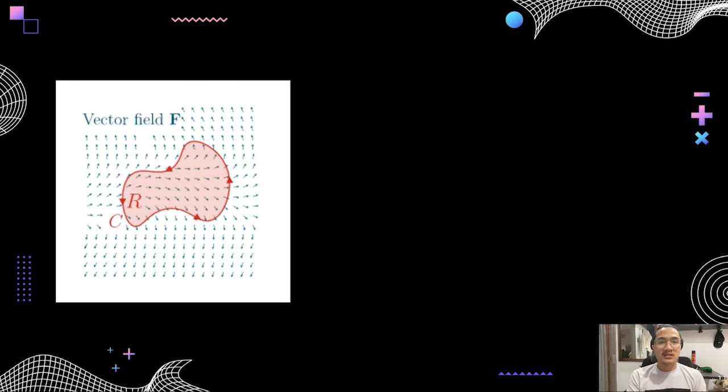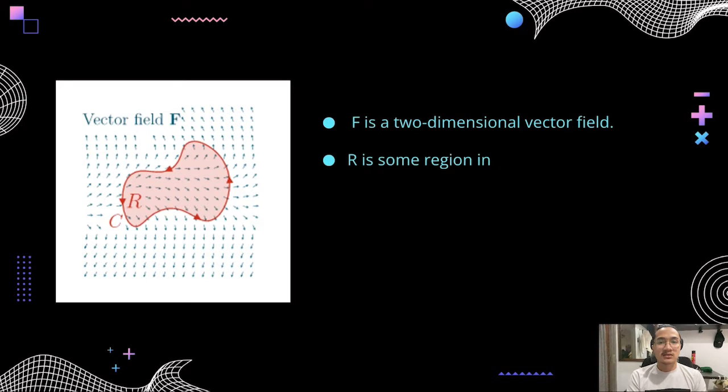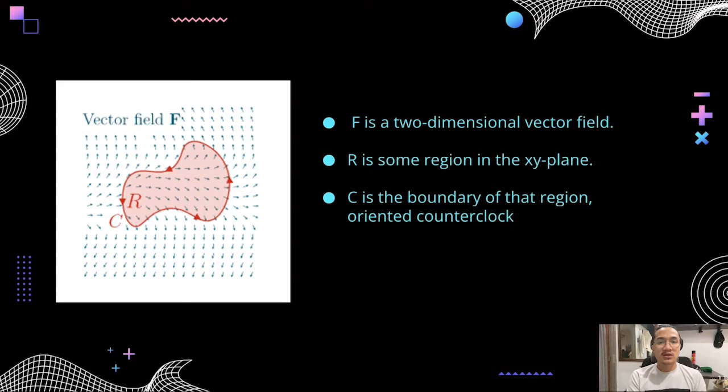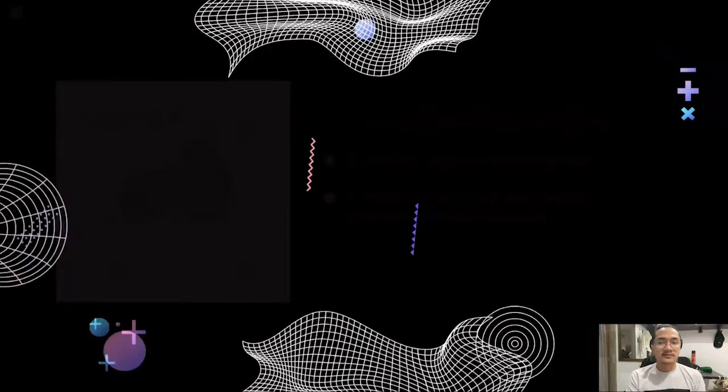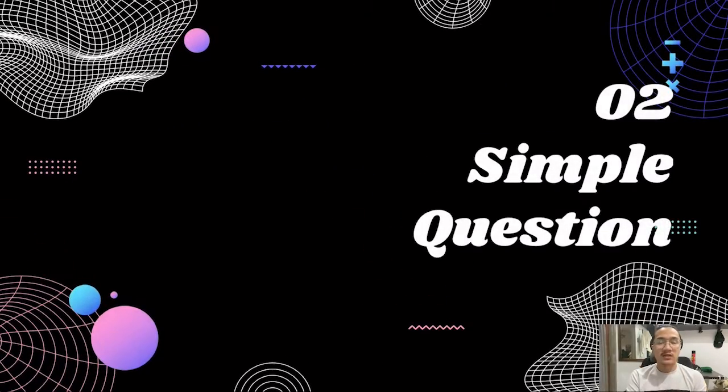This is a diagram that shows what Green's theorem looks like. F is a two-dimensional vector field, R is some region in the xy plane, and C is the boundary of that region oriented counterclockwise. Now, let's move to a simple question on Green's theorem.